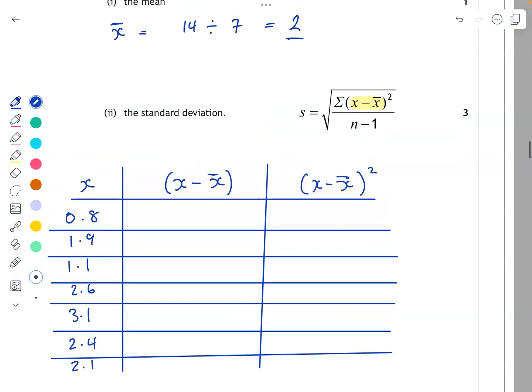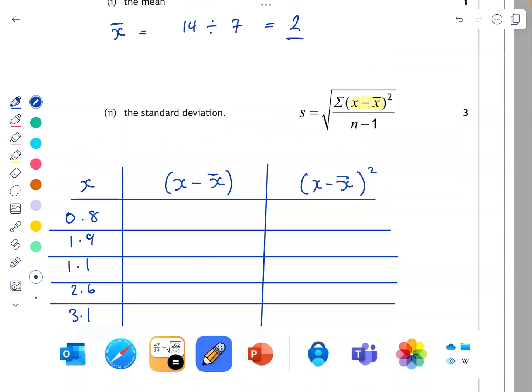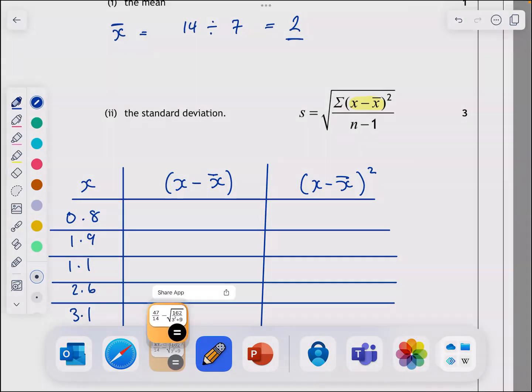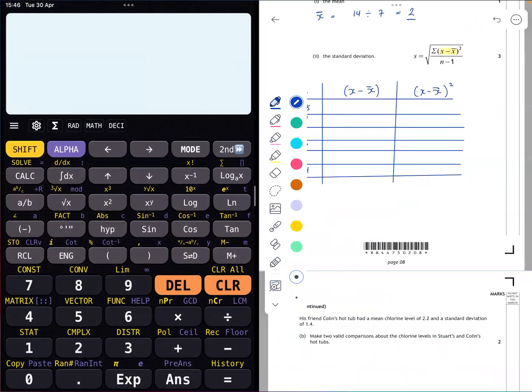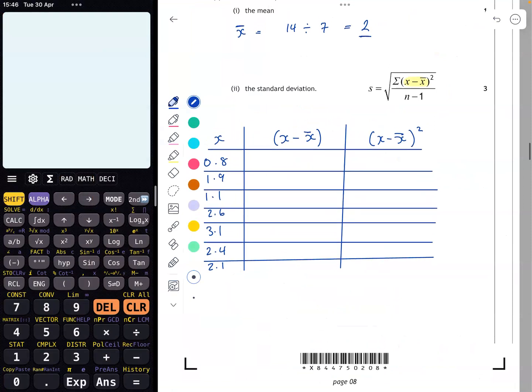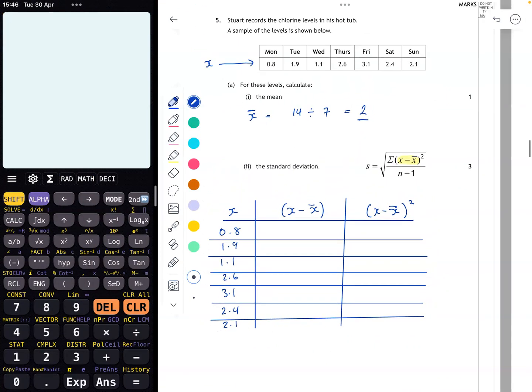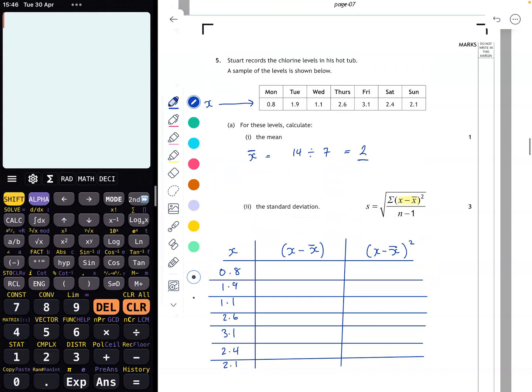All right, now I'm just going to get my calculator. I'm just going to pop my calculator on the screen, so hopefully this works okay. I think it's worth showing this, doing the demonstration. The screen's gone a bit small, but that's just so you can see my calculator. Now we're going to do the x minus x bar part. I'm going to take all of these values and subtract 2 from them, which is the x bar that we got from the last question. In my calculator, I'm doing 0.8 minus 2, and I get minus 1.2.